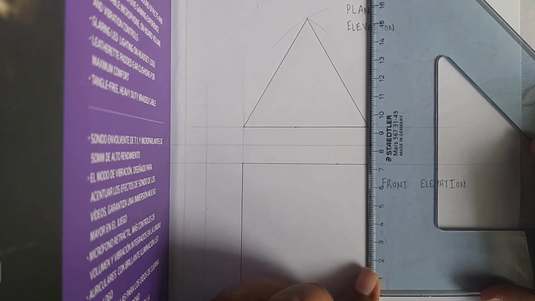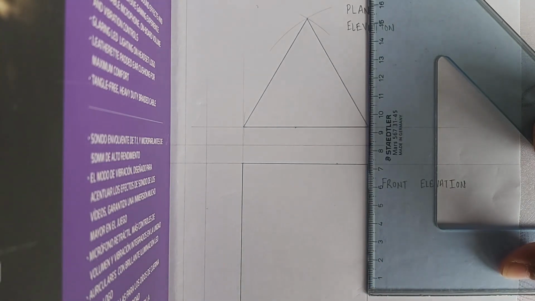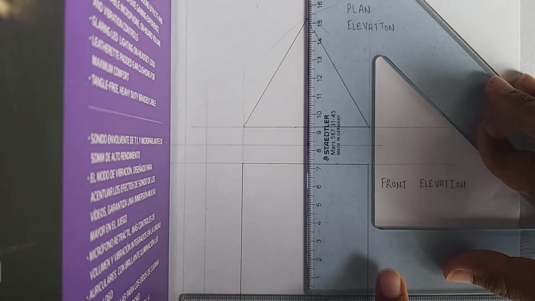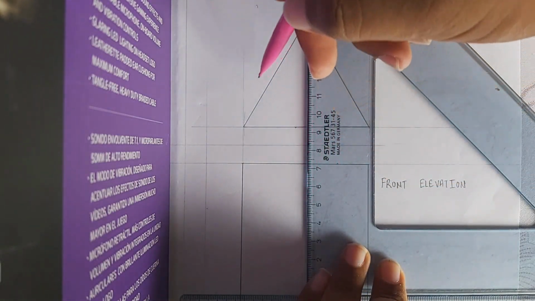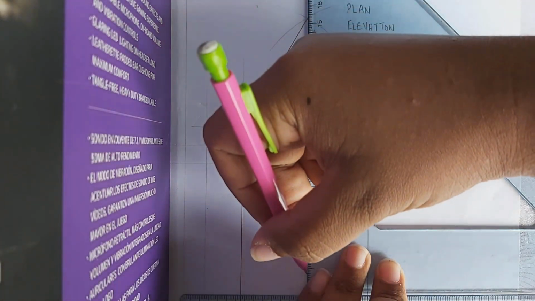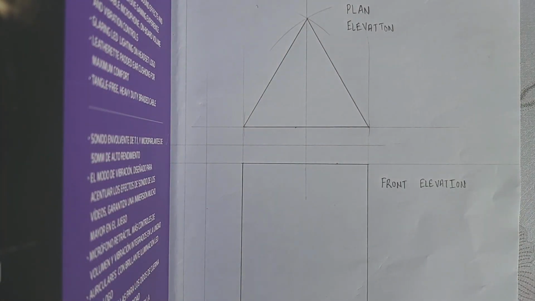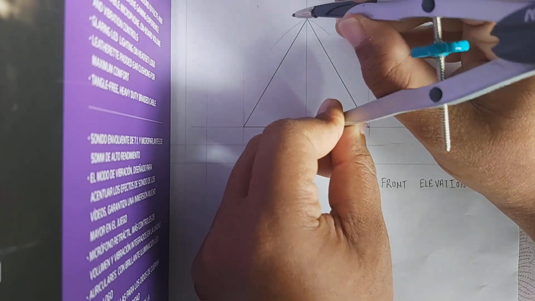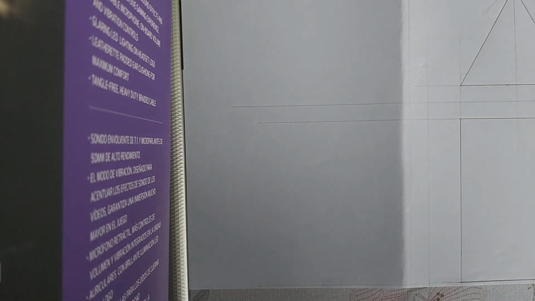Alright, so before we construct the end view, we have to mark off the perpendicular height of the triangle. So you can see me marking off the perpendicular height by sliding the set square. And right there in the center of the triangle, I draw a light line, which shows you the perpendicular height of the triangle. So here I'm going to take the measurement of the perpendicular height, and using that measurement I'm going to transfer it onto the end view here.